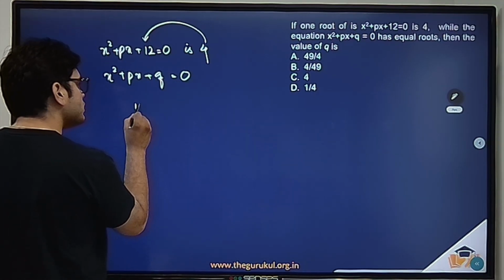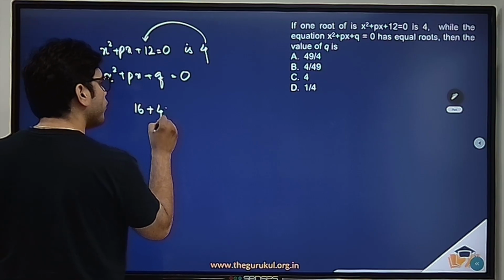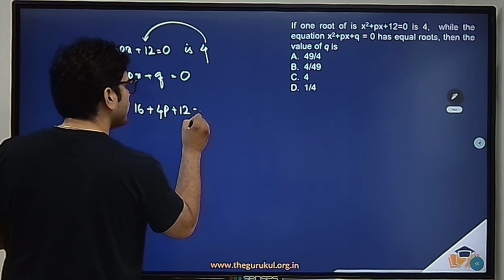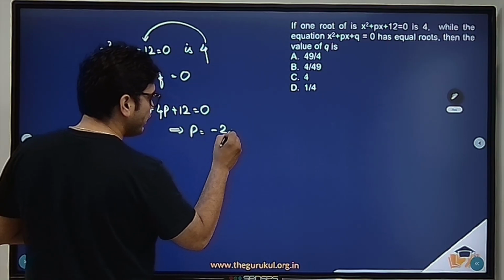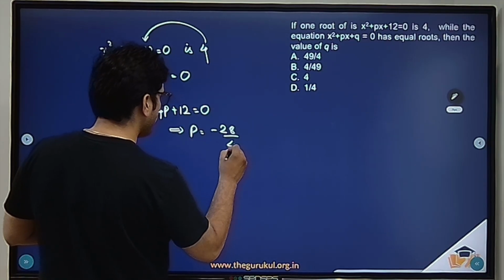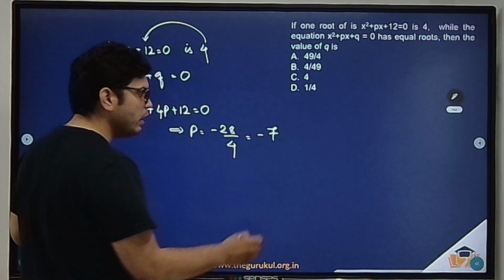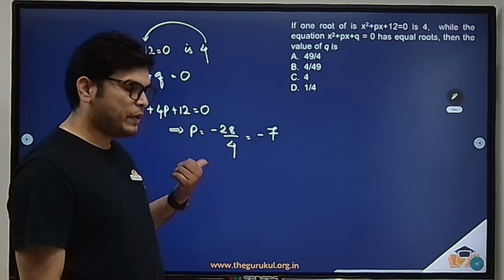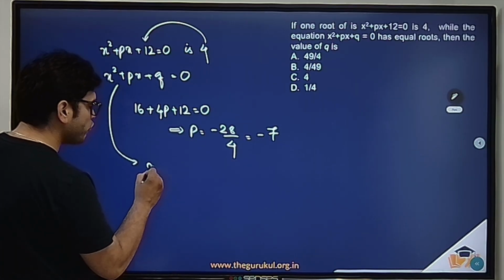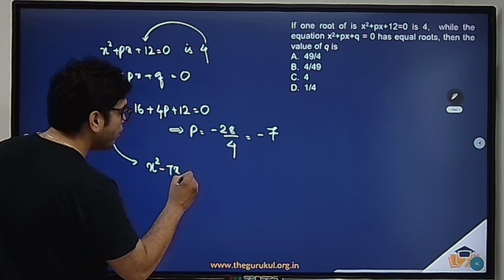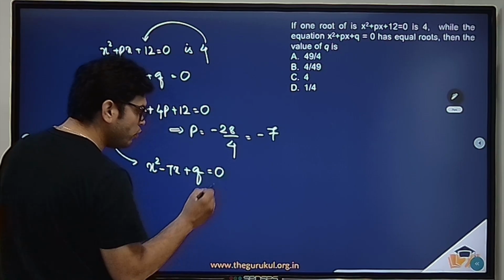So, 4 square 16 plus 4p plus 12 is equal to 0. So, this implies p is equal to minus 28 by 4, which is equal to minus 7. Now we have the value of p, right, minus 7. So this equation becomes x square minus 7x plus q is equal to 0.